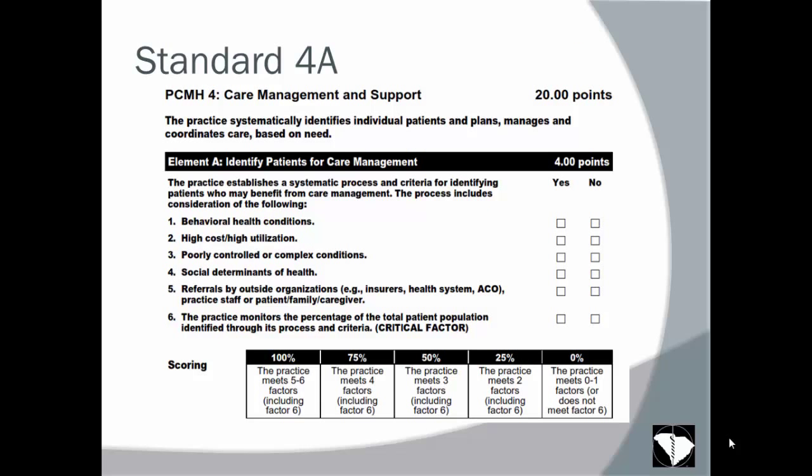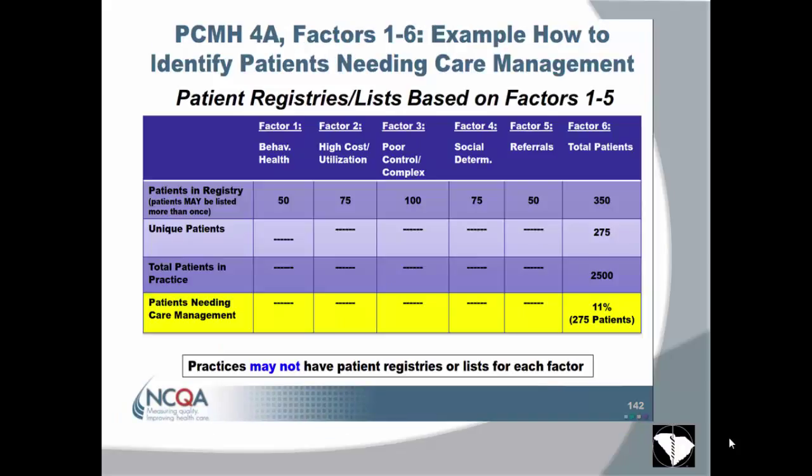Did want to point out one more thing. Number 5, referrals by outside organizations. Oftentimes, if you're in a network or if you are contracted with certain Medicaid managed plans or with certain insurance companies, they will send you a list of their high-cost patients. And so what NCQA wants you to do is take patients that have been sent to you, whether it be from an insurance company or through a network that you belong to, like an accountable care organization, and use those lists to pick out high-risk patients as well.